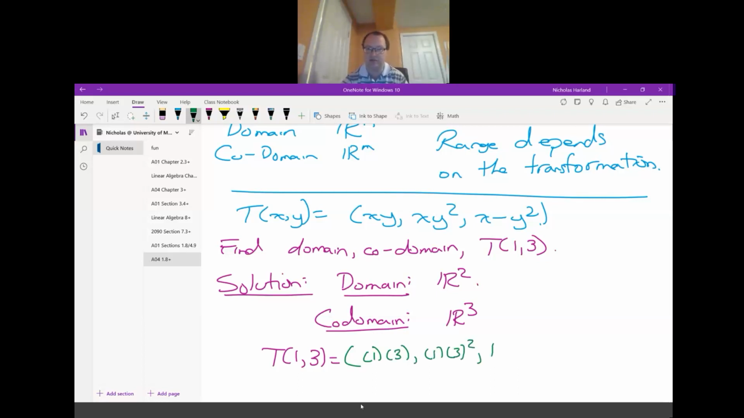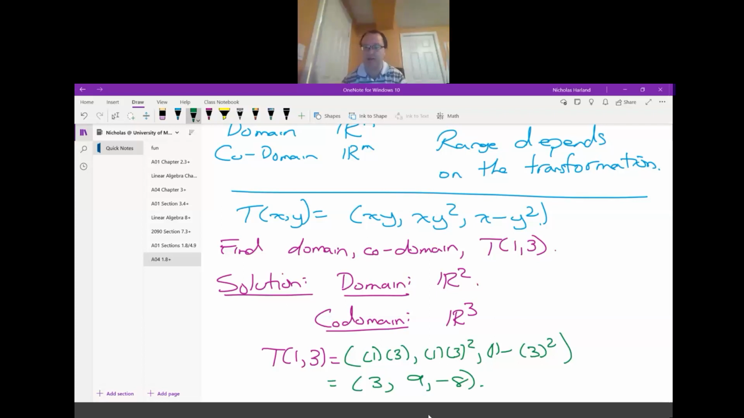Something I always tell my calculus students, it never hurts to put them in a bracket. Sometimes it hurts not to. So I'll stick them all in a bracket, but that becomes 3, 9, and 1 minus 9, negative 8. But that's what transformations are. They're functions. And just like with functions, you can plug numbers in. You plug in the input. The function spits out the output. Same thing for transformations. We can plug in input. The transformation spits out an output.